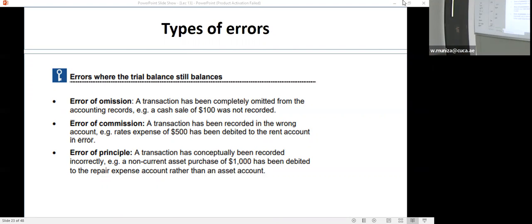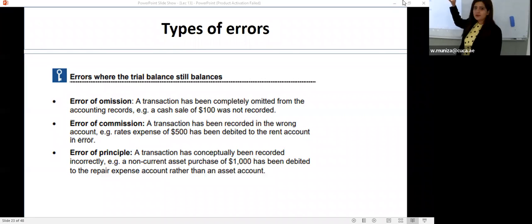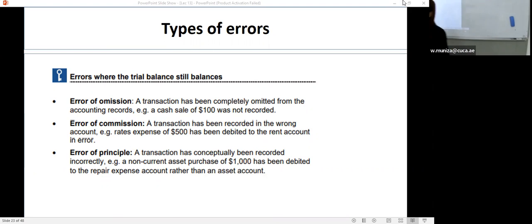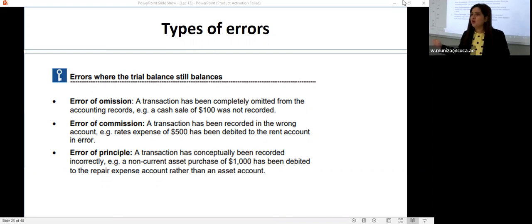There are some types of errors in which trial balance is still going to agree. First one is error of omission. Error of omission is an error in which an accounting entry is completely going to be omitted from the records.